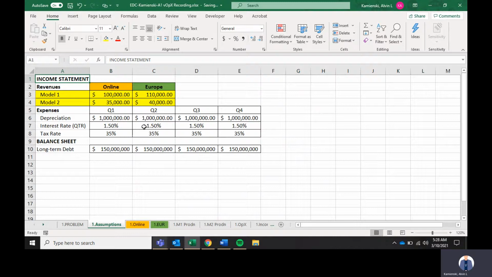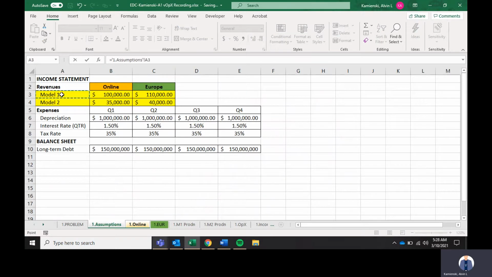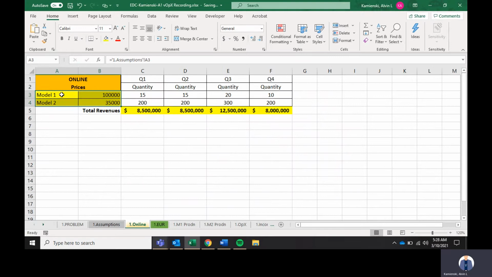Now that we have our pricing structures down, we have demand estimates that we were given from our VP of Sales for online for both models 1 and 2. And in the online marketplace, we know that we're selling at $100,000 and $35,000. Let's first add the formula here in a basic way. Then I'll show you a more advanced way so that it'll make your life easier and faster.